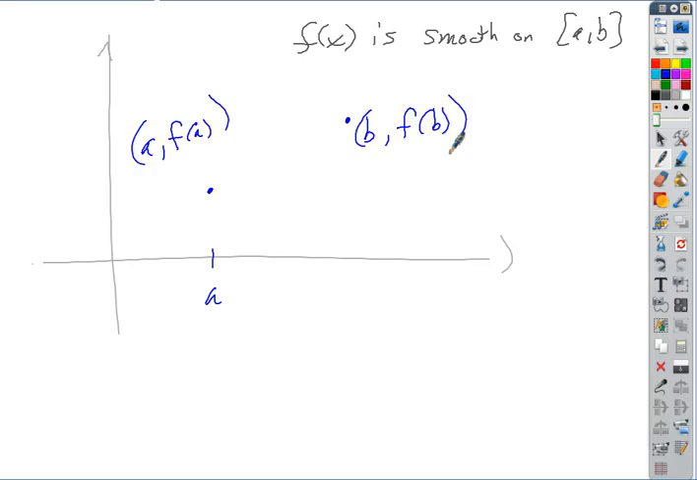Okay, so now what about this? If the function is smooth on the interval between a and b, then what could we say about that?